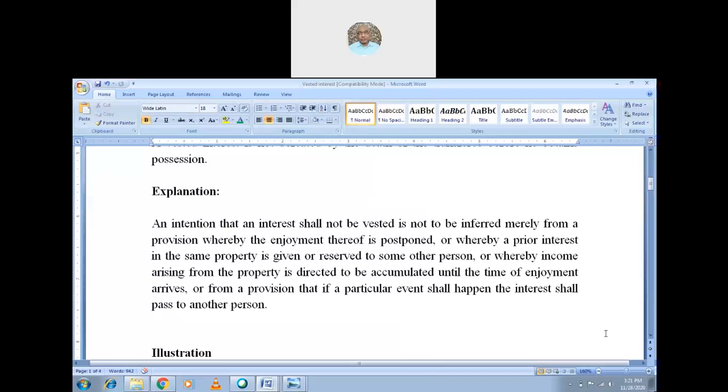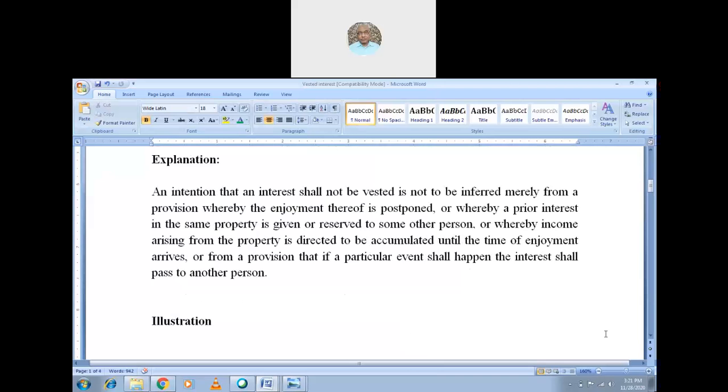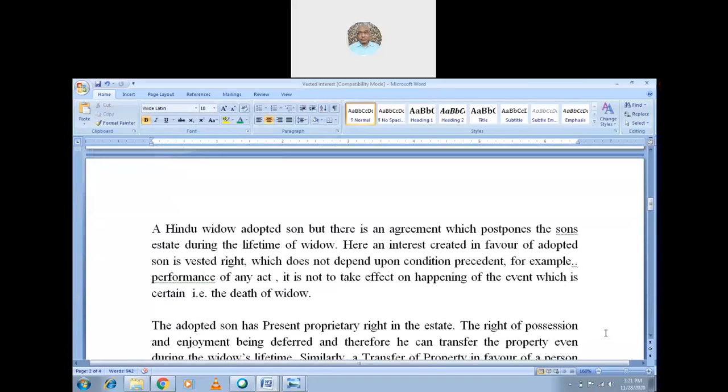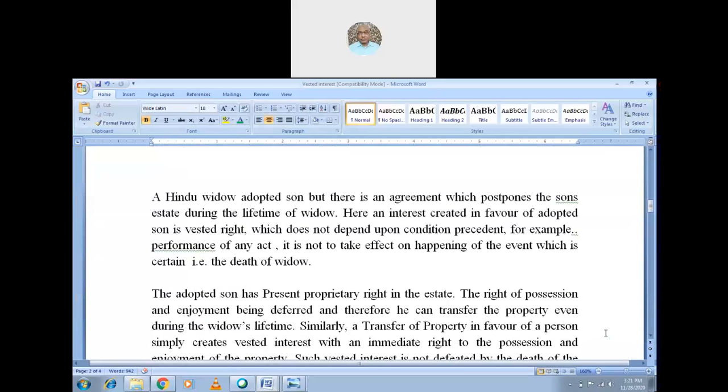If you read just the explanation in that way, we could not follow it unless we see the illustration. Let us see how the illustration goes, and please concentrate on it. I will read it, then I will explain to you. A Hindu widow. What is the faith? I mean the religion. A Hindu widow.